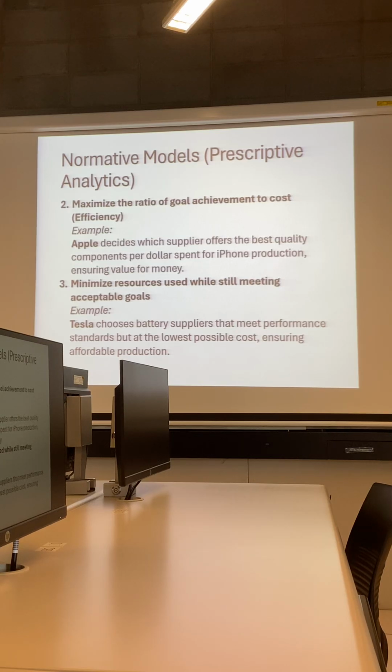Next is to minimize resources used while still meeting acceptable goals. For example, Tesla chooses battery suppliers that meet performance standards but at the lowest possible cost, ensuring affordable production. The same case: choosing the lower cost but the highest performance, the best quality.